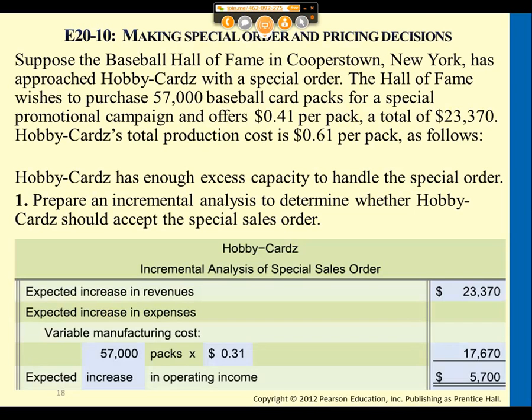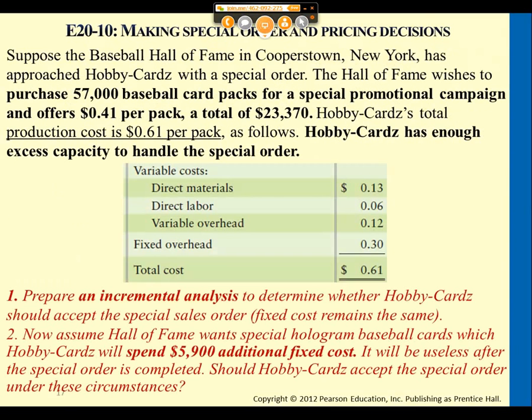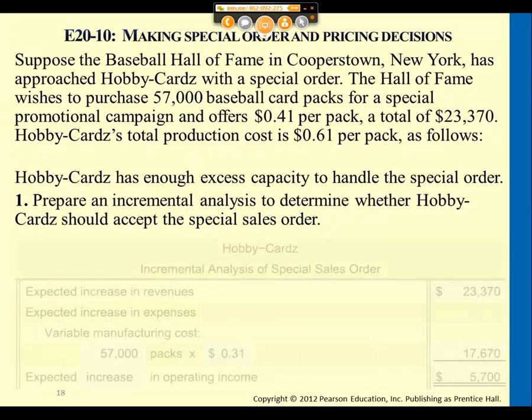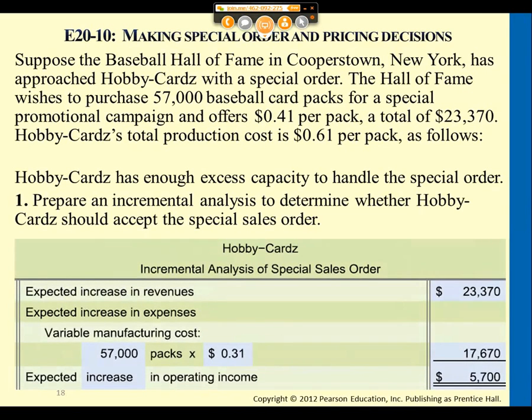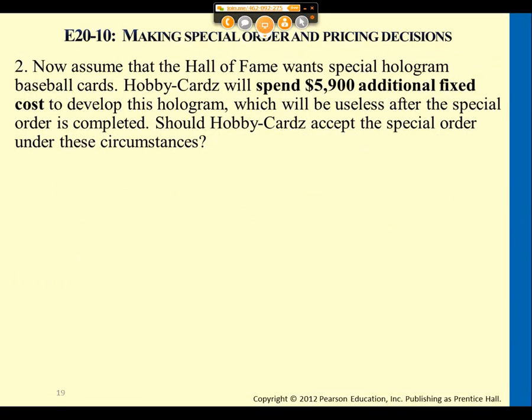Can you go to the previous slide? Yeah. So the total is given to you, 23,370. And the only thing you do, you calculate your variable manufacturing cost, and then you see if it's increasing or decreasing. Your operating income is increasing or decreasing. Okay, so we'll accept that. Okay. So, second part.